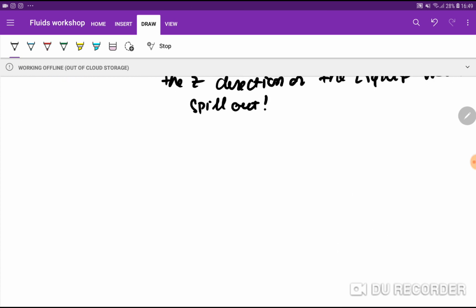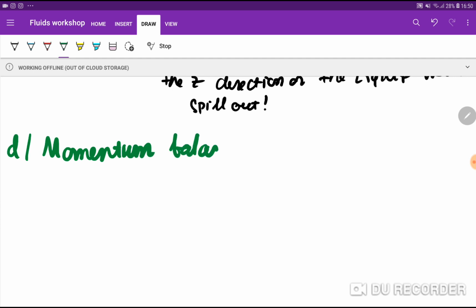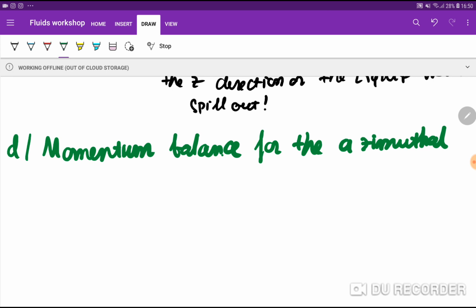Now let's go ahead and move on to part D, which is a little bit more interesting, as you will see. So let me write a problem statement for part D. Part D, they ask for the momentum balance for the azimuthal. Okay, this is just a term. It really depends, but in this case, azimuthal is the theta direction.